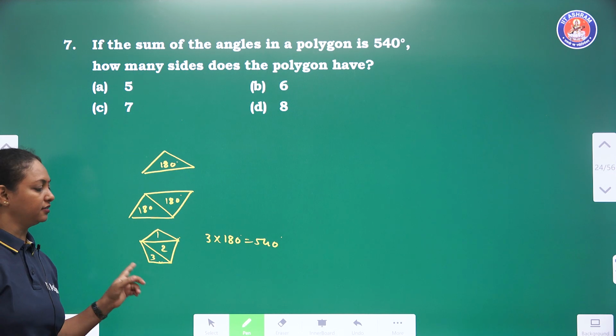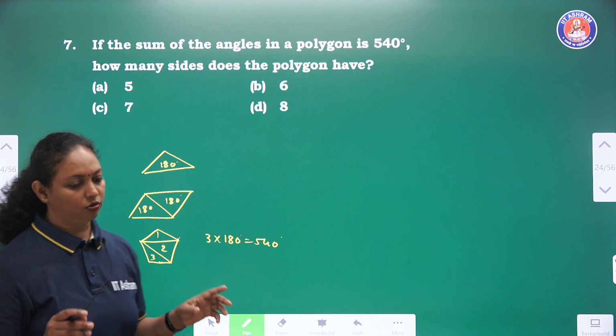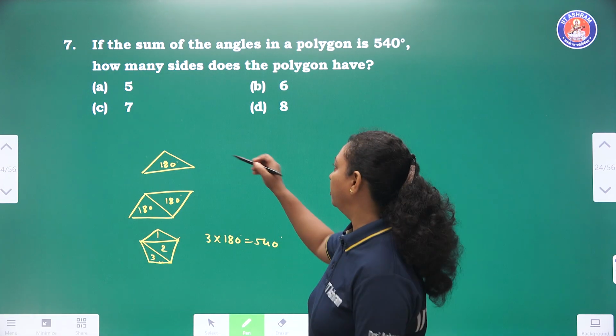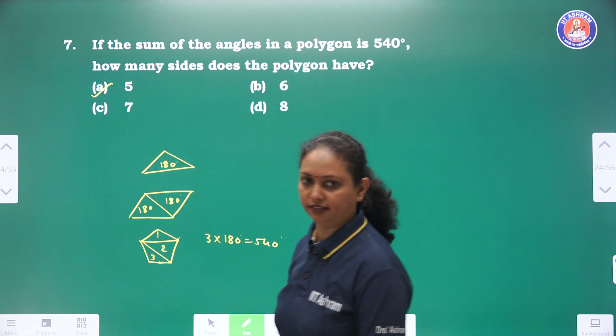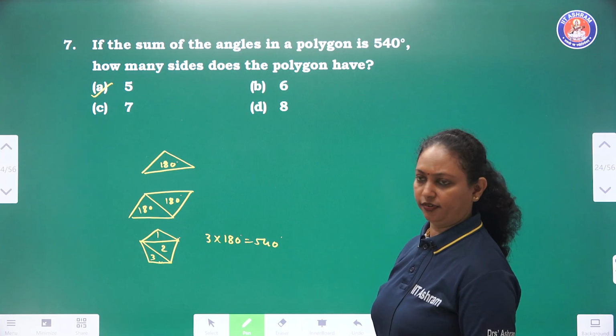But how many sides are there? 5 sides are there. So you can go with option A, that is 5 sides. One of the options is that to find it.